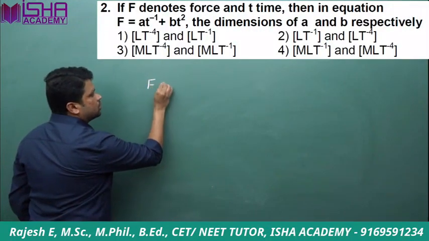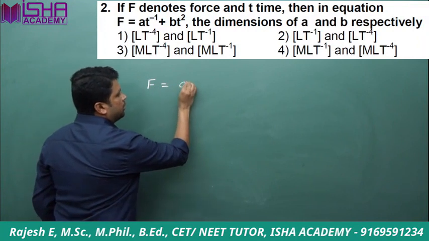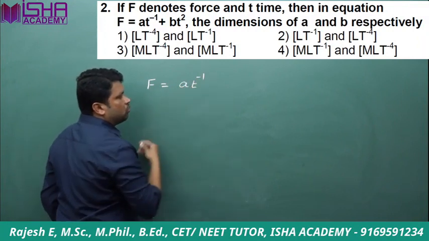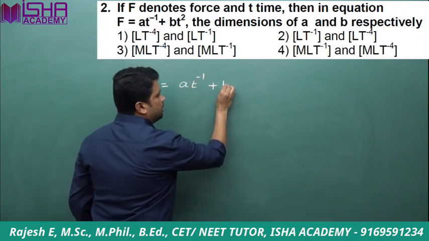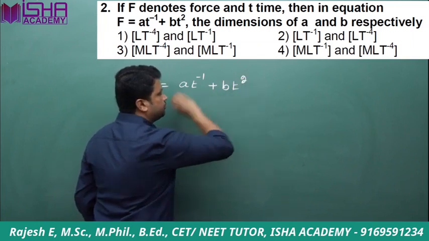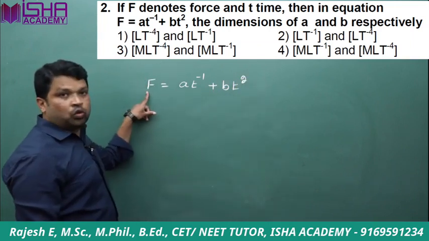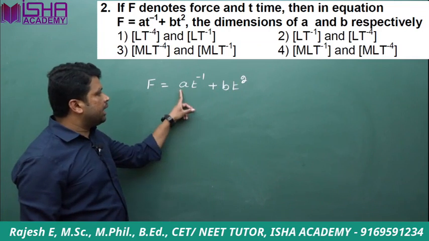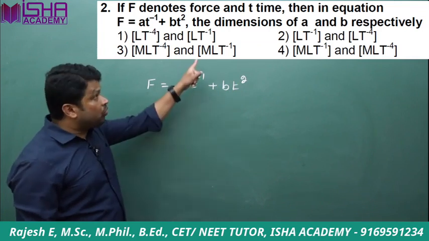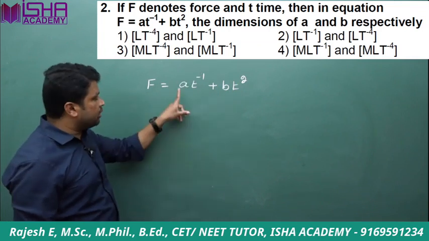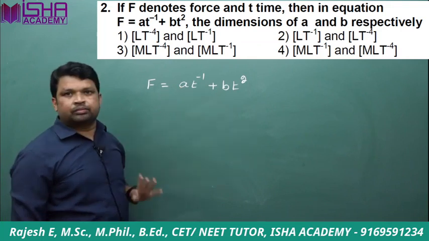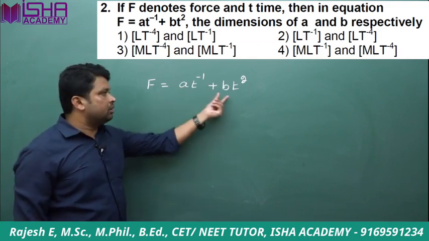Here force is equal to A t power minus 1 plus B t square. Here F is force, t is time, A and B are constants. We have to find, see the question, what are A and B?